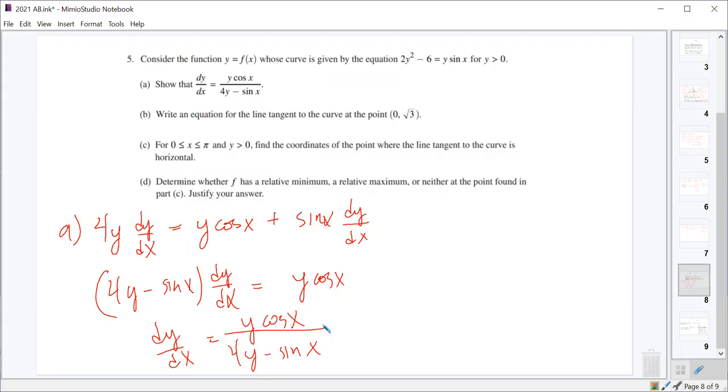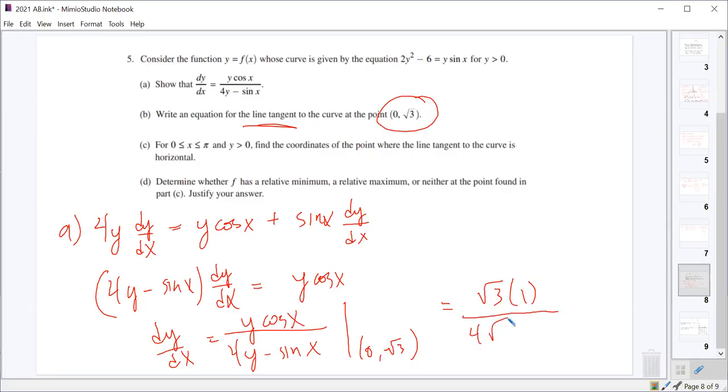All right, part B: write an equation for the line tangent to the curve at (0, √3). So in order to write a tangent line equation, what do we need? We need two things: a point and a slope. To find the point, we look right there, and there's the point (0, √3). To find the slope, we need to plug 0 and √3 into our derivative. So we'll evaluate this at the point (0, √3). When x is 0 and y is √3, that numerator becomes √3 times 1, or just √3, over 4√3 minus 0.